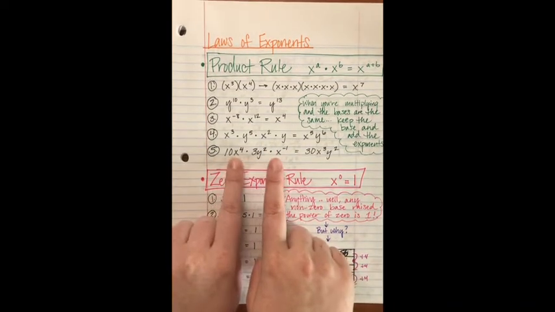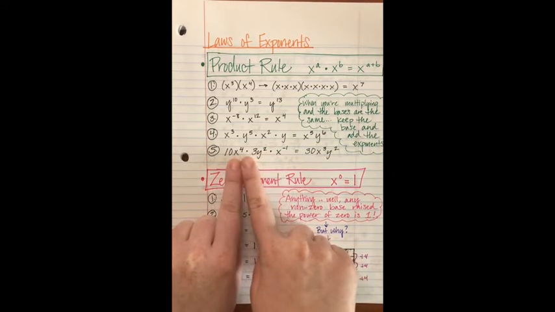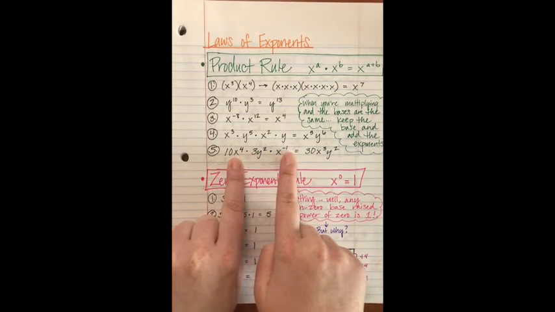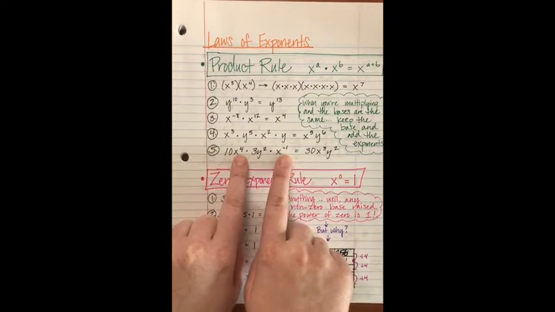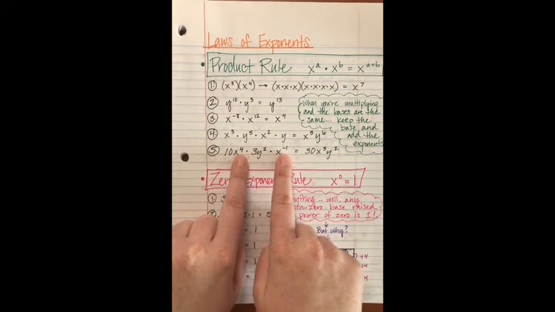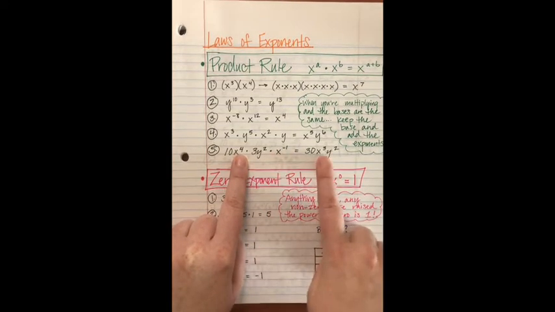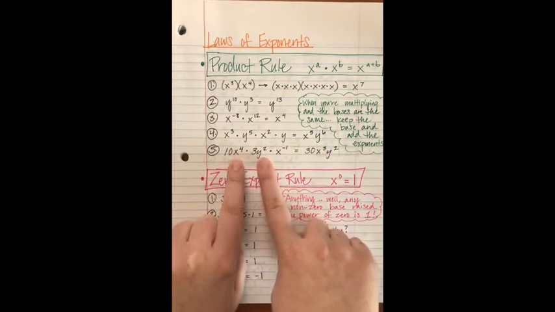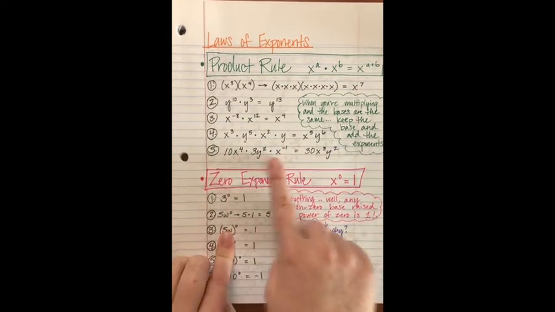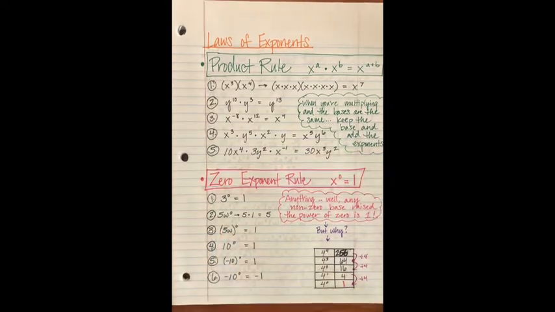And then I'm looking for bases that are the same. So x to the 4th and x to the negative 1st, I can add 4 plus negative 1. 4 plus negative 1 is 3. So x to the 3rd. y squared, there's no other y's, so I just leave it, y squared.